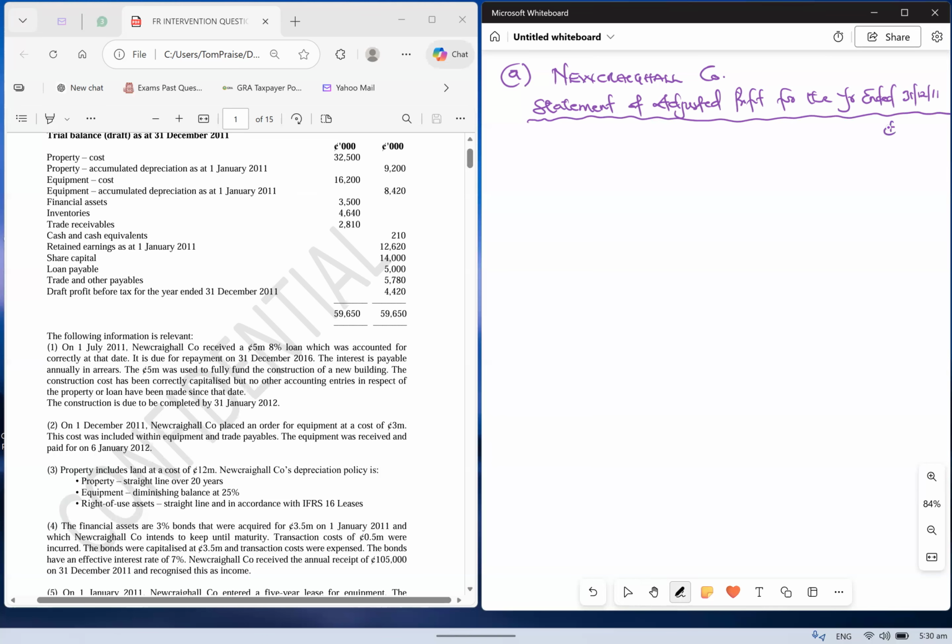All right, then you put in your currency sign. Remember, at this level, we don't do 2 currencies, it's just one. So you will start with the draft profit before tax. And that is 4420. So that is what you start with.